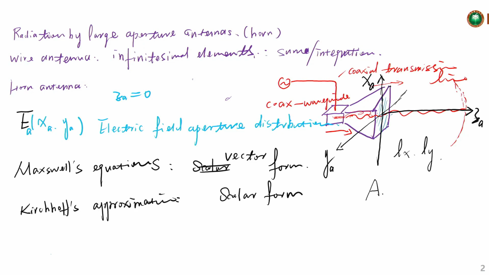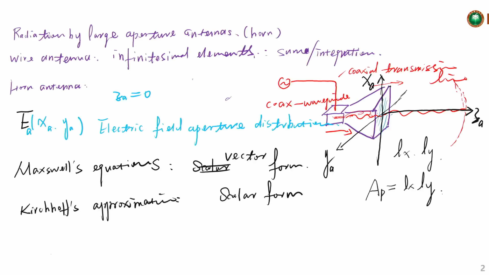And when we try to calculate the directivity and the antenna gain, we usually consider the effective aperture and also the physical aperture, all right? So the physical aperture can be expressed as Lx plus Ly, okay?